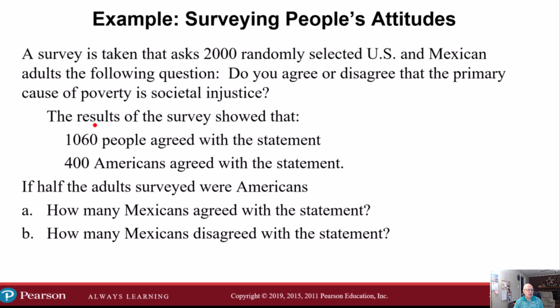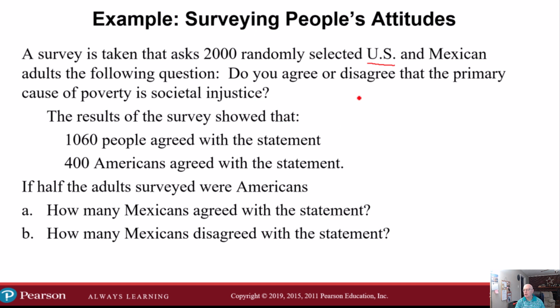And the first thing I'm going to do is, how many different things do I have? Well, we've got US and Mexican adults, but actually we're going to pick and we're going to talk about the U.S. ones, and the ones that are not in the U.S. are Mexican. We could have done it the opposite way. It doesn't make any difference. The second part is agree or disagree about the primary cause of poverty.